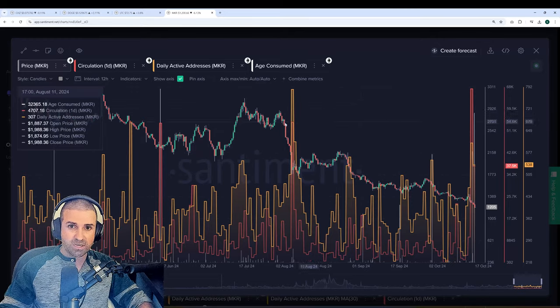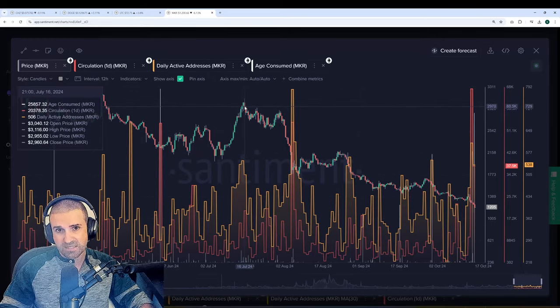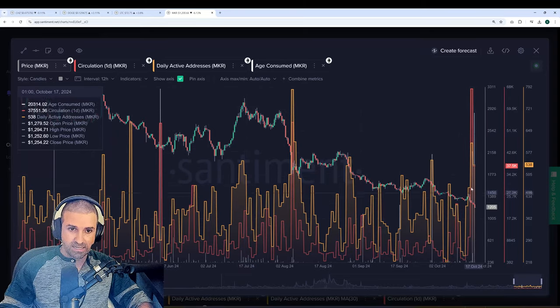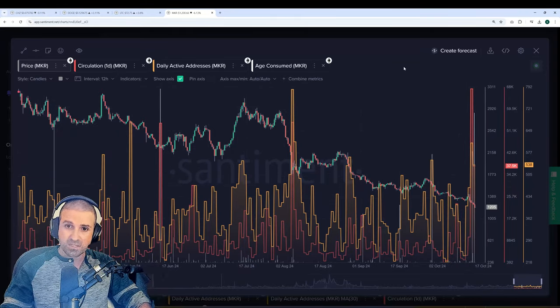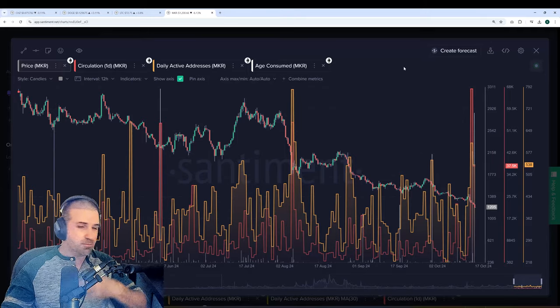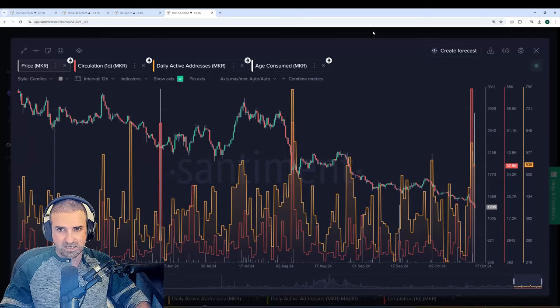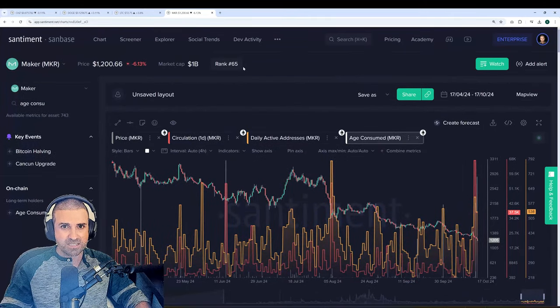So activity seems to be picking up, and in this case, it's on a declining asset that's drastically underperformed compared to the rest of the markets. Therefore, I actually like this as a potential buy the dip opportunity. We'll see if the crowd catches on. Maker isn't the most talked about asset, despite the fact that it's the 65th ranked market cap asset.